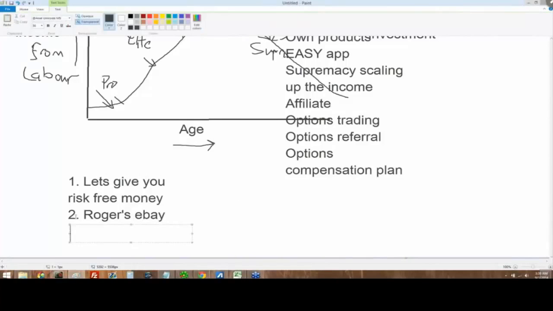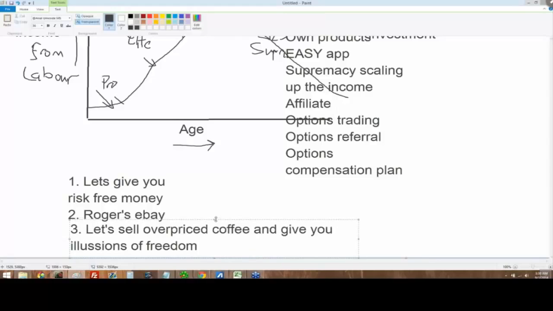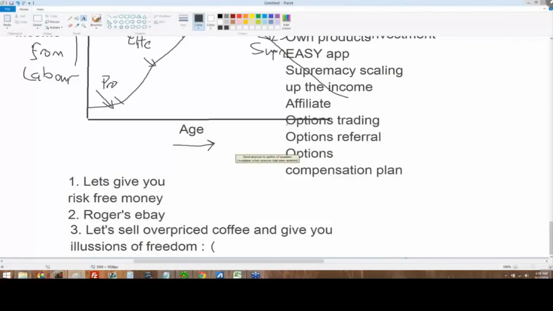And then, of course, we had this third thing, which was, let's sell overpriced coffee and give you illusions of freedom. Okay? Can you put a sad face on that? Add a sad face to that third one. Alrighty, sad face there.